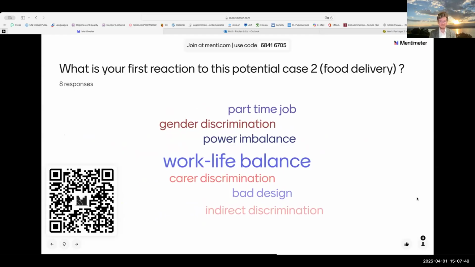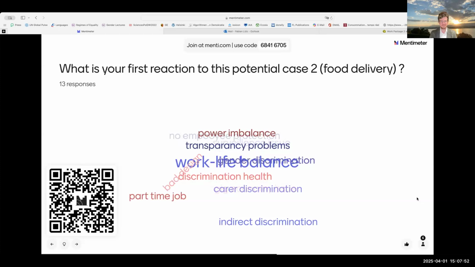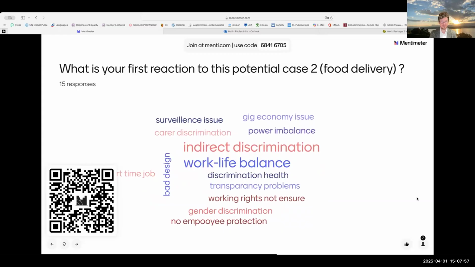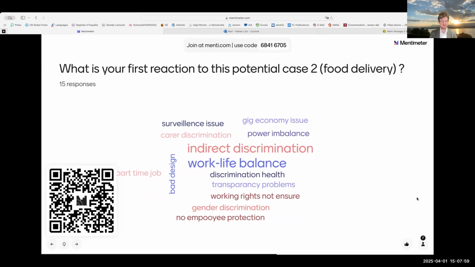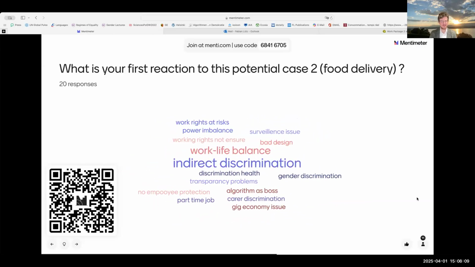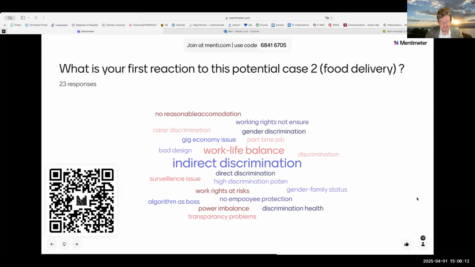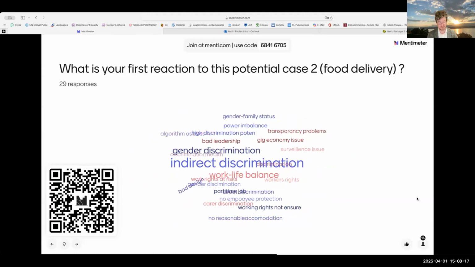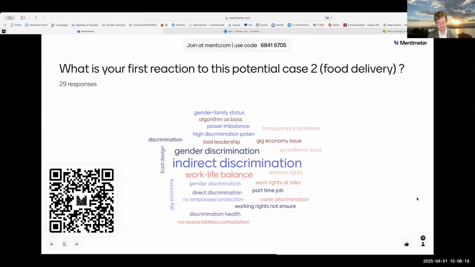So many people immediately know the key words: gender discrimination, straight to the point, no employee protection, power imbalance, work-life balance issue, potentially indirect discrimination, part-time job, bad design of the app. That's probably also true, although I have to say here, in fairness to those who develop the AI apps, a lot of these things are not intentional. So sometimes you just don't think about it and you're just not aware. So it's not always the case that you do bad stuff by design, even though that's a possibility as well.